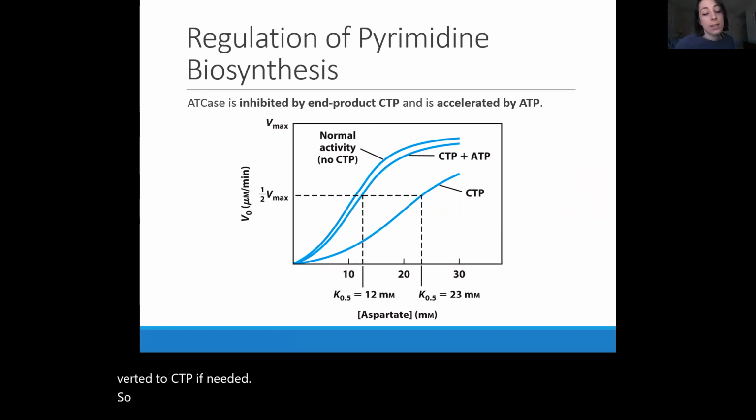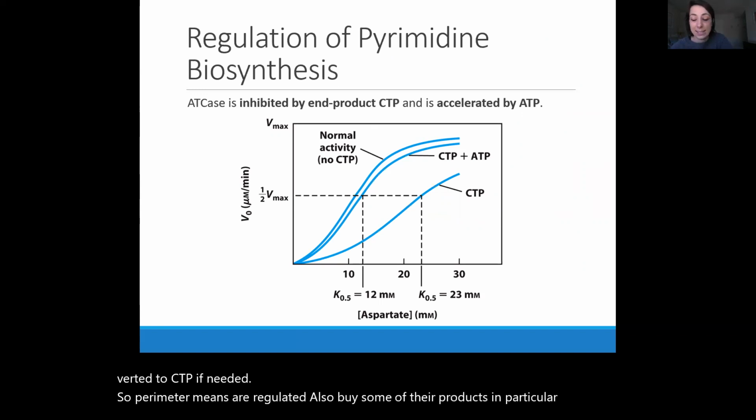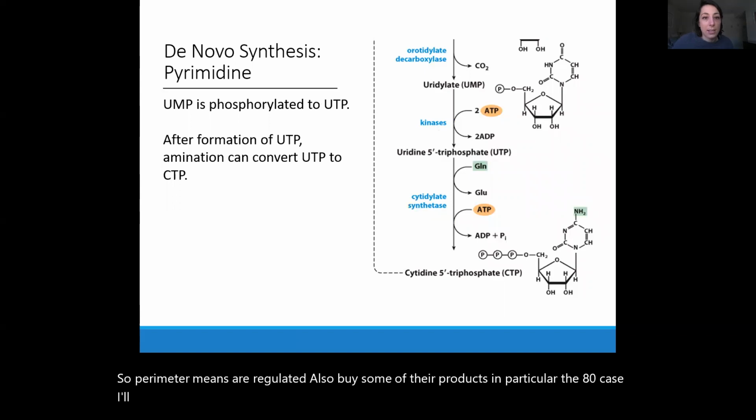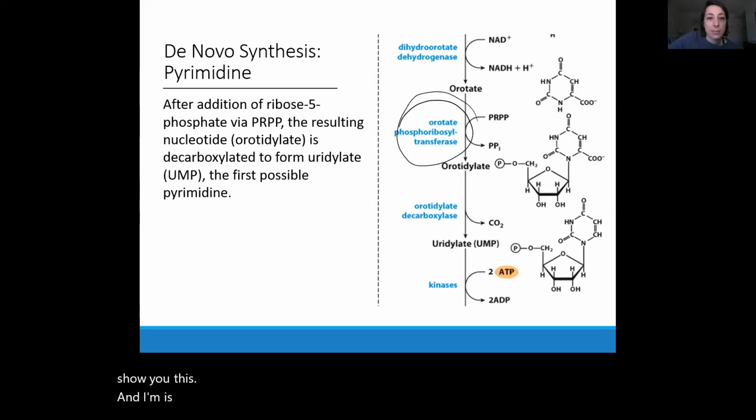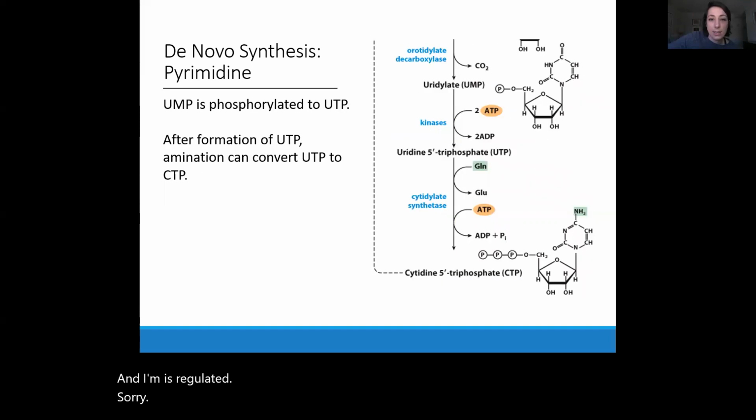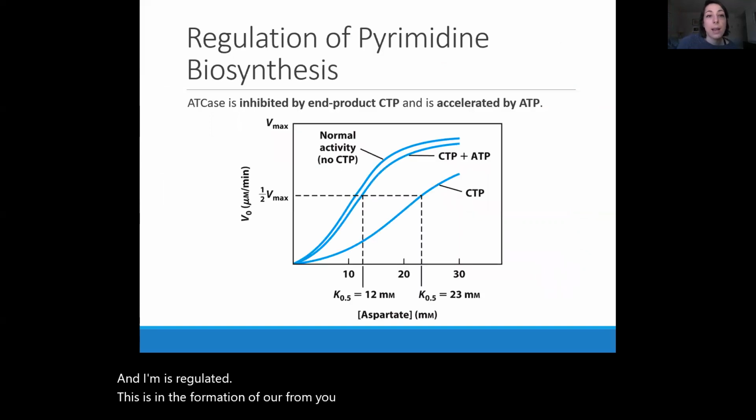Pyrimidines are regulated also by some of their products, in particular the ATCase. I'll show you this. The enzyme is regulated, sorry, this is in the formation from U to C by the end product CTP, and it is actually accelerated by ATP.